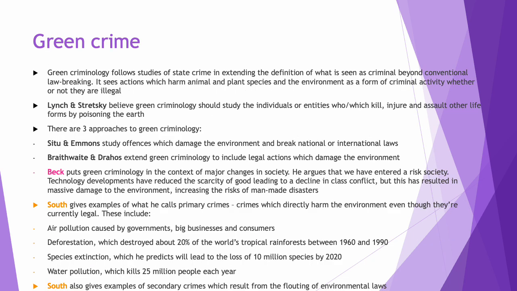Green criminology follows studies of state crime in extending the definition of what is seen as criminal beyond conventional law-breaking. It sees actions which harm animal and plant species and the environment as a form of criminal activity, whether or not they're illegal. Lynch and Stretesky believe green criminology should study the individuals or entities who kill, injure, and assault other life forms by poisoning the earth.